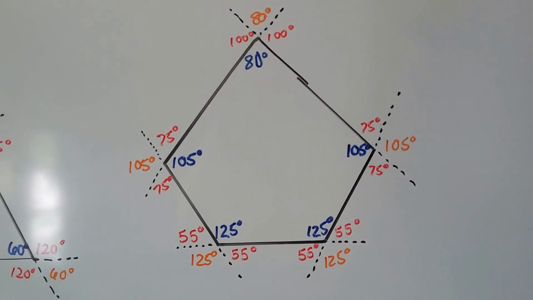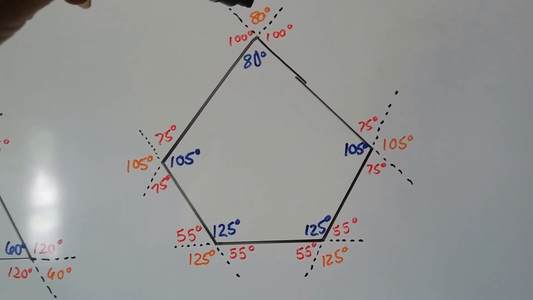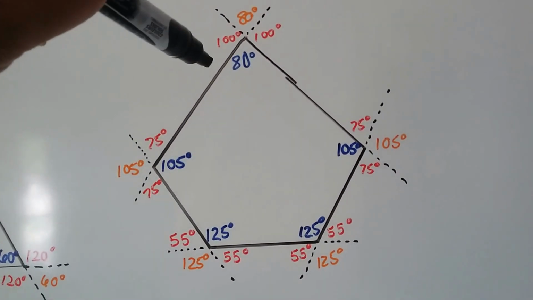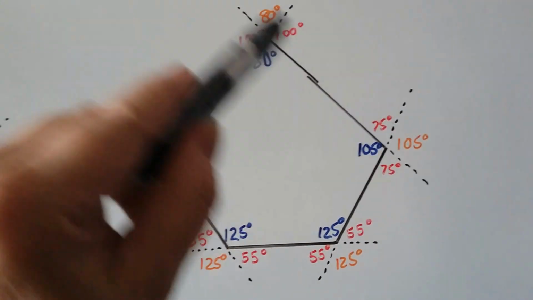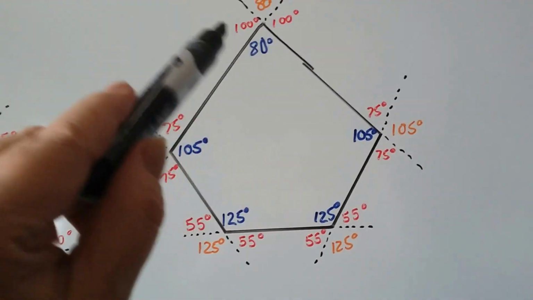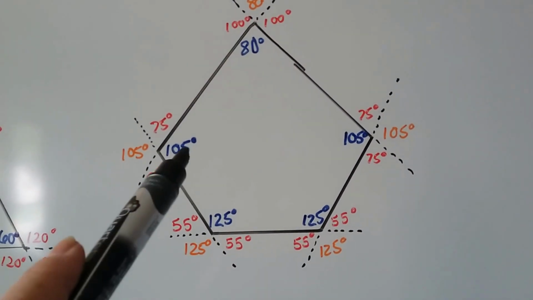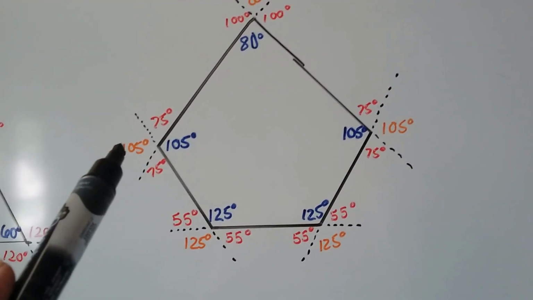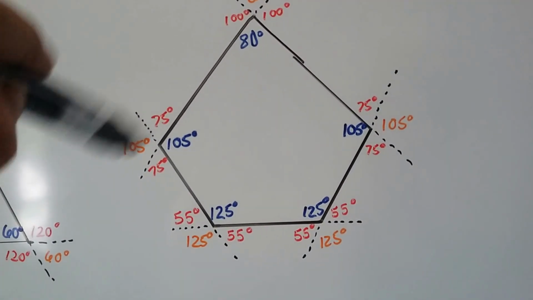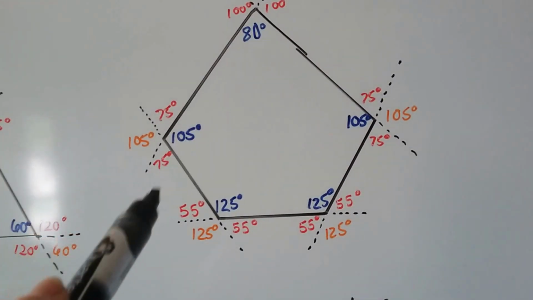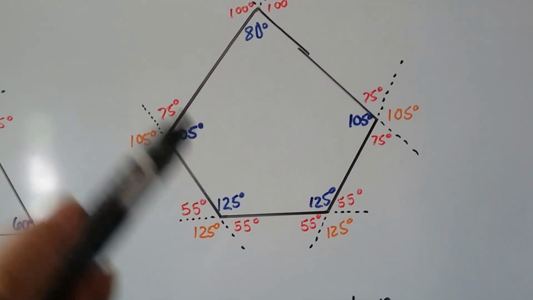Well, its vertical angle up here must be 80. That means that must be 100 in order for this to be 180. That's got to be 180. That's got to be 180. That's got to be 180. See how we're doing that? And if this one's 105, then this vertical one is 105, which means this has to be 180, that has to be 180, these have to be 180, and these have to be 180.